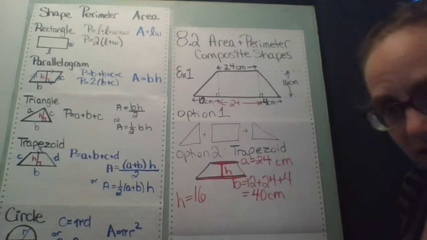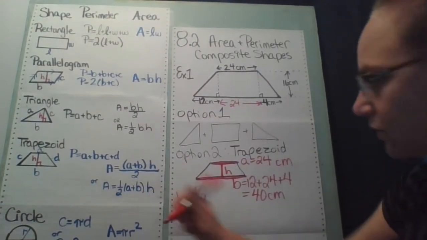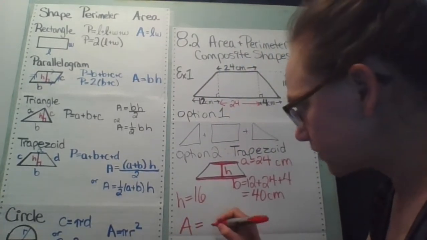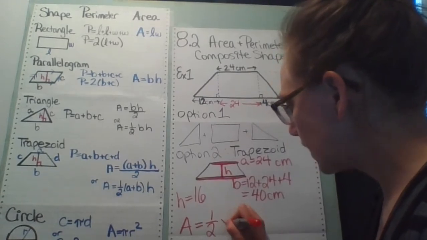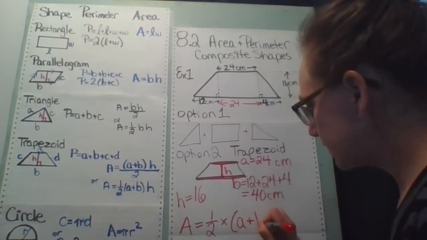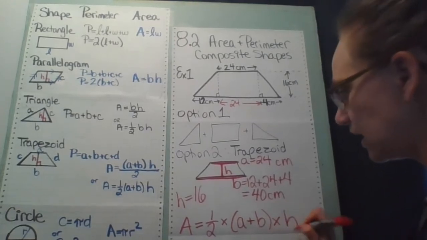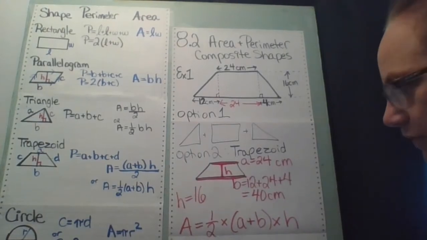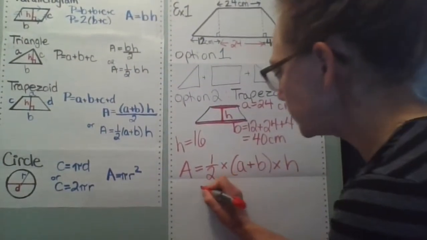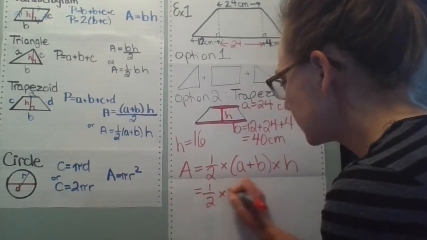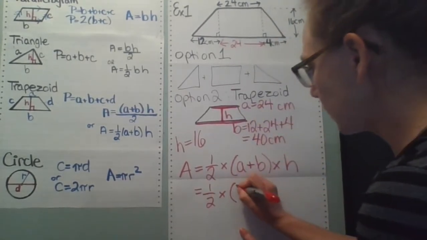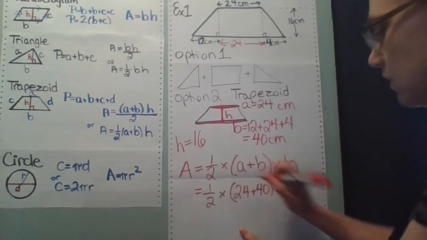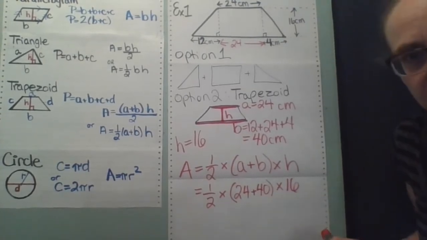So I have everything I need. So I can solve for my area, no problem. I can use my equation. So let's do that. Area equals, you always write your equation first, please, half times A plus B times H. Remember, when we've got things side by side, it means multiply. I'm not always going to write that out, just this time. Okay, pop in your numbers. So we have 1/2 times bracket 24 plus 40 times my height, which is 16. Well, after that, it's just order of operations.